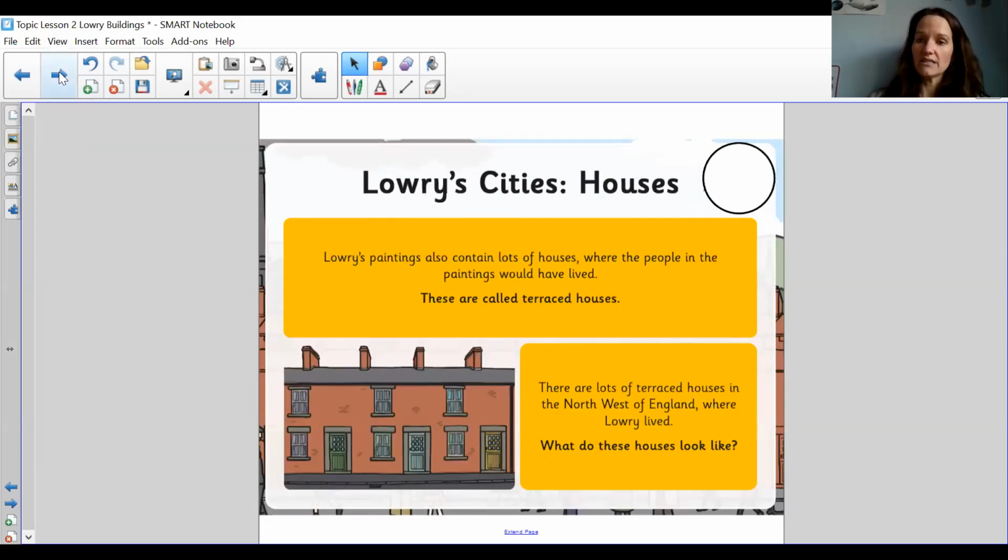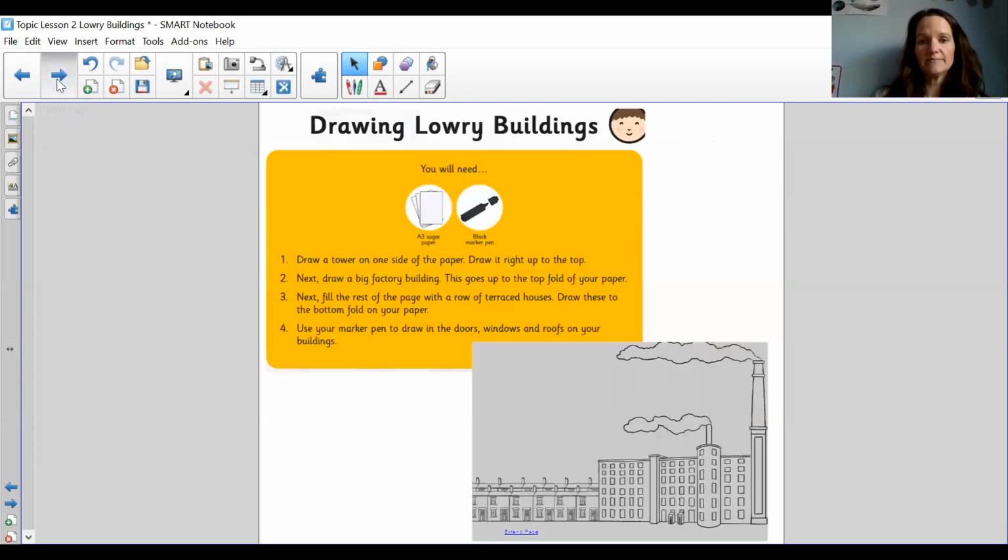So he also drew houses in his paintings. Lots of houses where the people in the paintings would have lived. Now this picture, these are called terraced houses. And this might look familiar to you because we still have terraced houses in England today. There are lots of terraced houses in the northwest of England where Lowry lived. I live on a terraced row. That means that all the houses are connected along the row. That's what Lowry lived in as well. You might live in a terraced house, or there might be a terraced house in your neighborhood, because they're a very popular type of house.